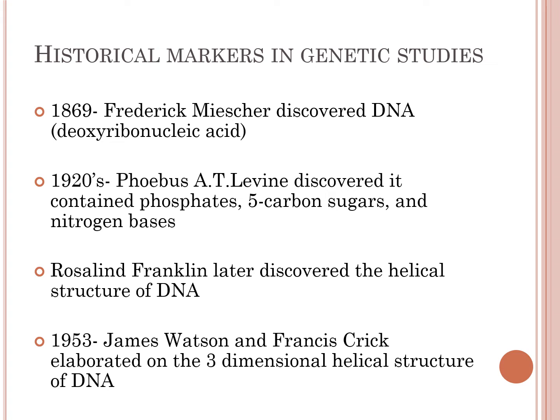Rosalind Franklin was an English grad student who used X-ray crystallography to demonstrate the double helix. She later discovered the helical nature of DNA. She might have got the Nobel Prize in medicine, but she died in 1958, and they don't award that prize posthumously. In 1953, James Watson and Francis Crick elaborated on the three-dimensional helical structure of DNA. They worked with Rosalind Franklin and were later awarded the Nobel Prize for medicine.